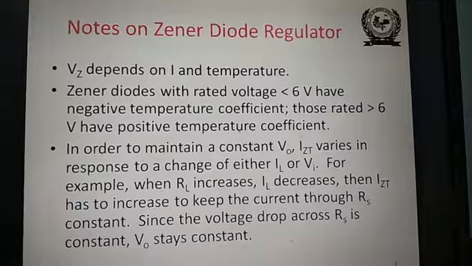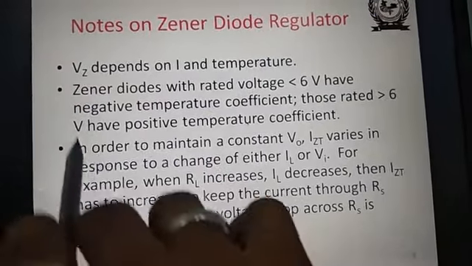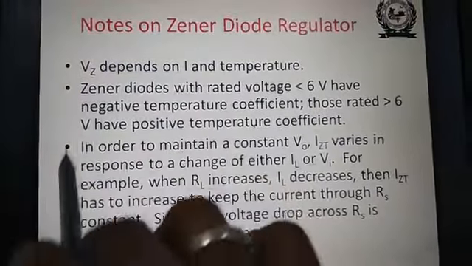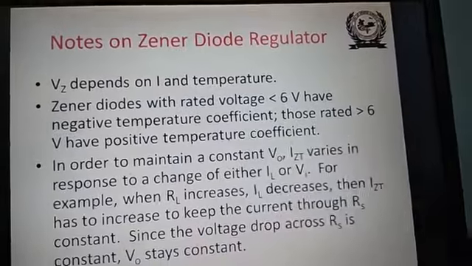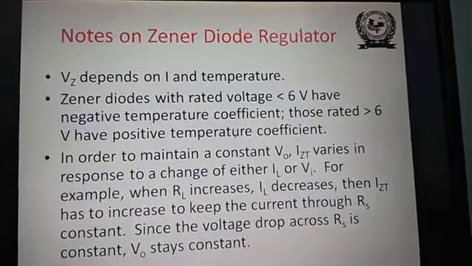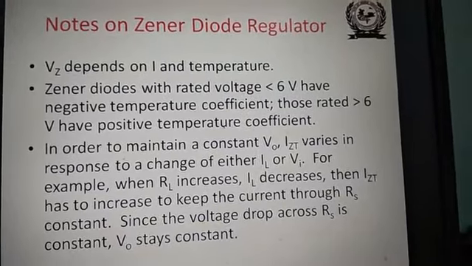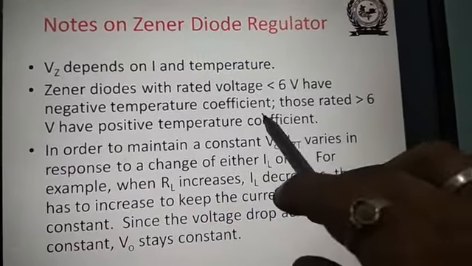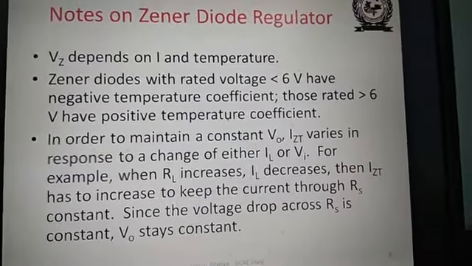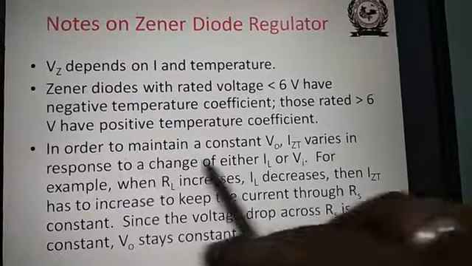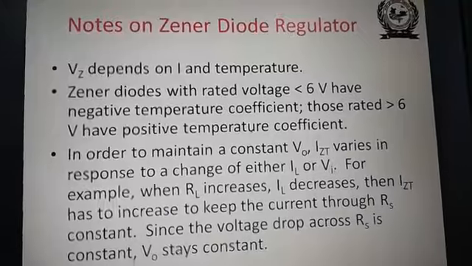Certain notes are given here for the Zener voltage regulator for your reference, which I have already told you. Here you can see some points. Vz depends on current and temperature. Zener diodes with rated voltage less than 6 volt have negative temperature coefficient. Those rated greater than 6 volt have positive temperature coefficient. This is a very important factor.